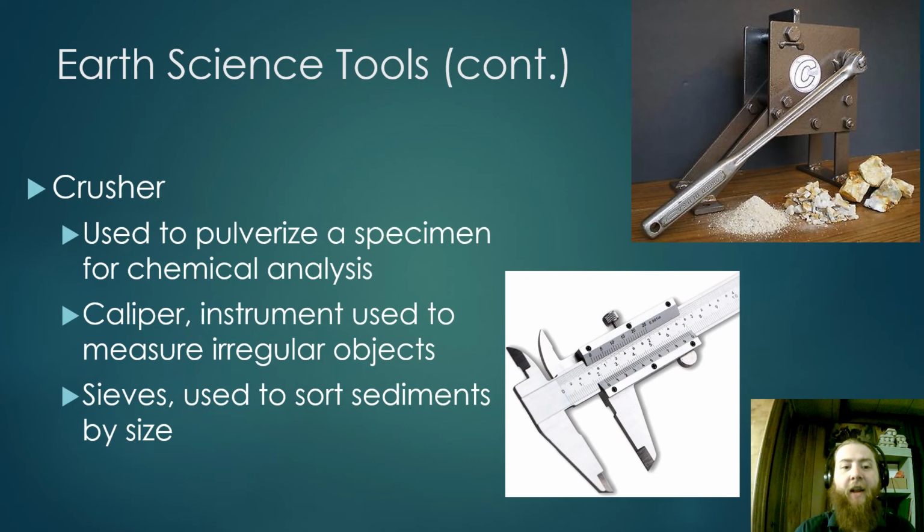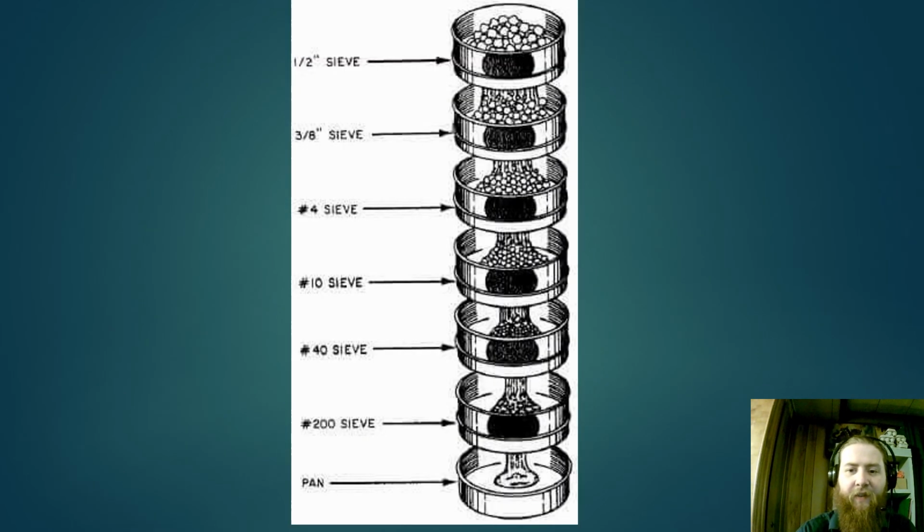And on the next slide, I have a picture of a sieve, which is used to sort sediments out by size. And as you can see here, these sizes are one quarter inch or smaller, and then the holes get smaller and smaller progressively. So you start out with these really big rocks and sediments, and then each layer you're taking out one size until you get to the bottom and you have the smallest size available.